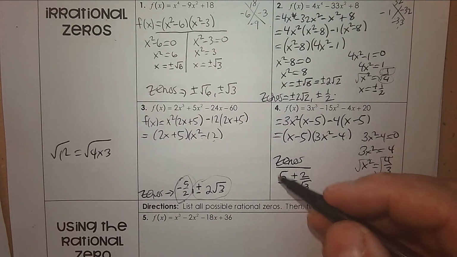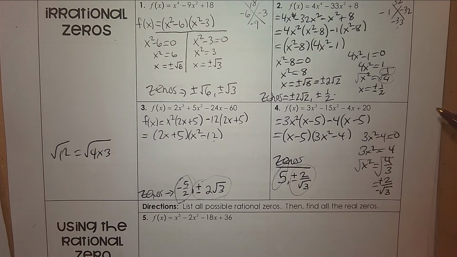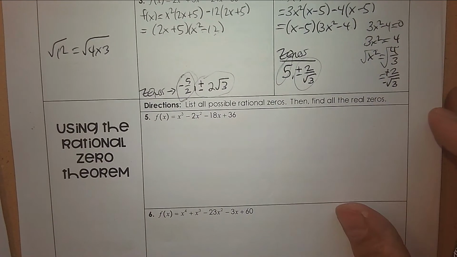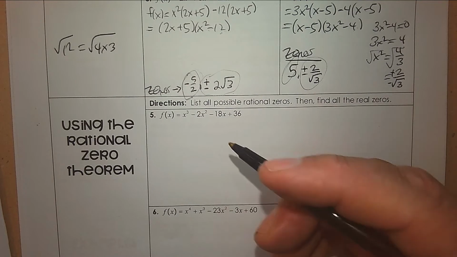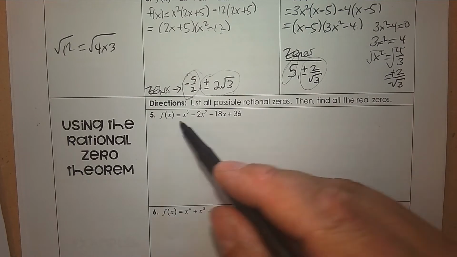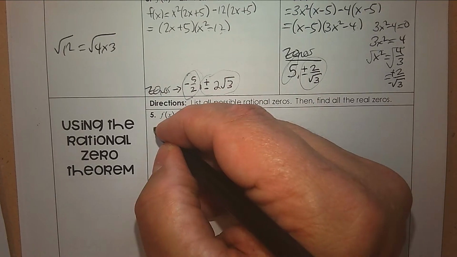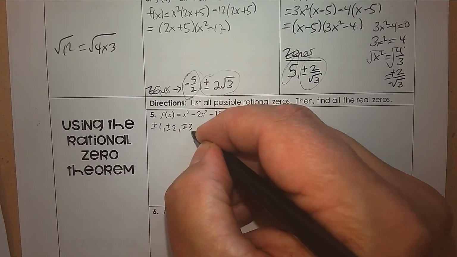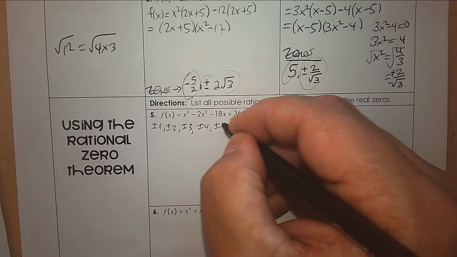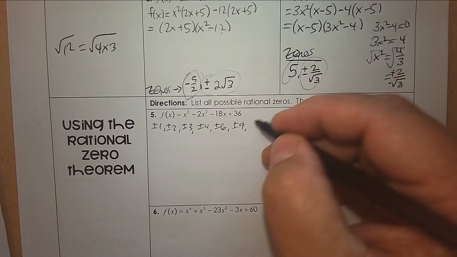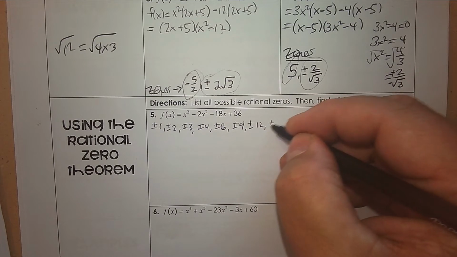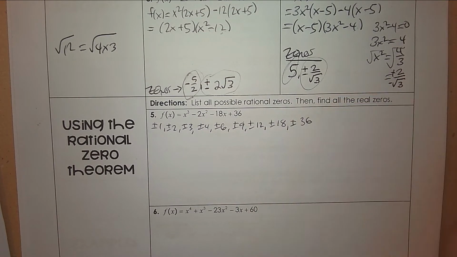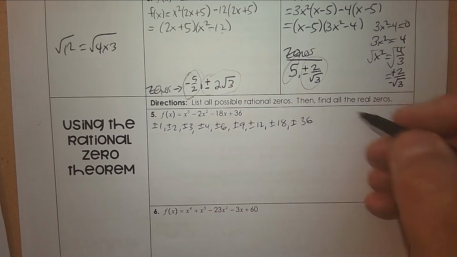So again, 5 is rational, and 2 divided by root 3 is irrational. So use the rational zero theorem to be able to factor this out. So think of all the numbers that go into 36. So 1 and 2 and 3 and 4 and 6 and 9 and 12 and 18 and 36. Next, we're going to do division.